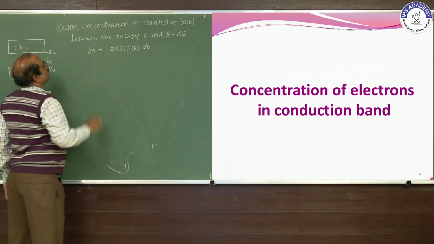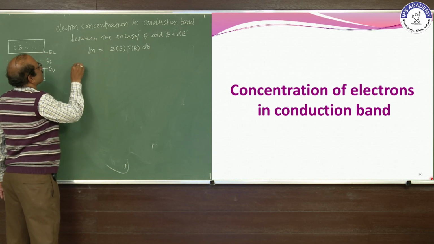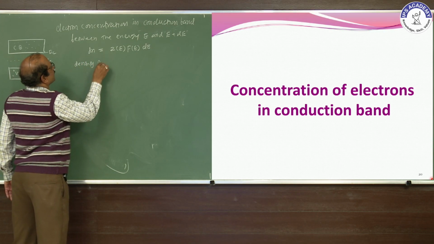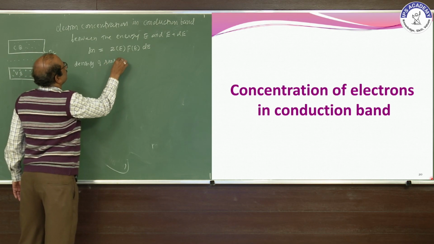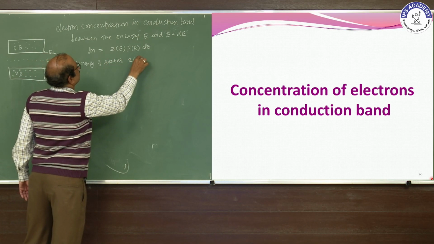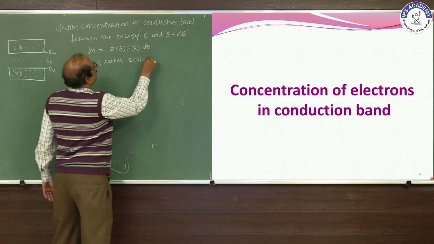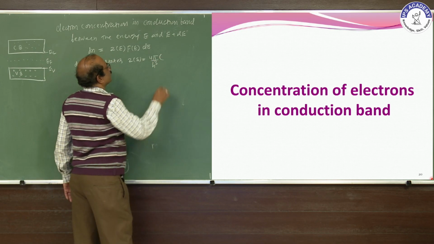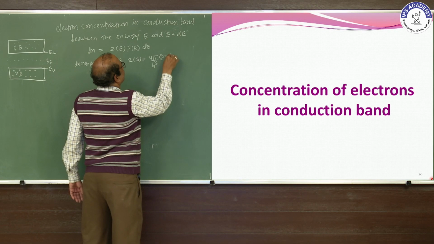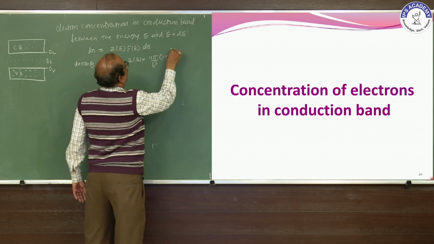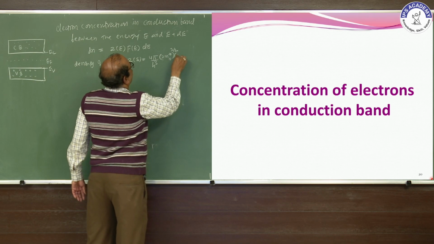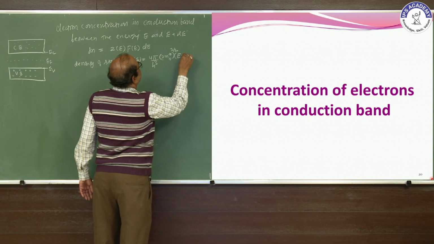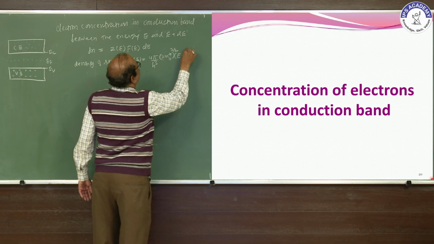Z(E) is the density of states. For the conduction band, we can write this equation as 4 pi upon h cube, times 2 mn star to the power 3 by 2, times E minus EC to the power 1 by 2.